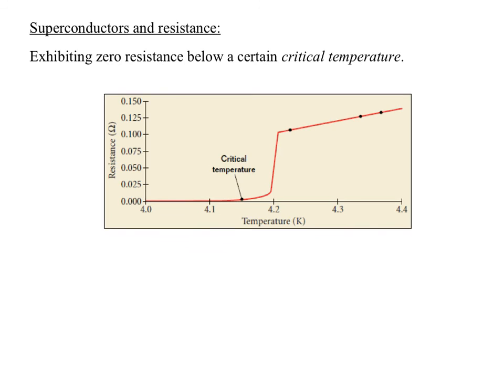Assuming the circuit is still closed though. The circuit has to remain closed. You remove the battery, but the circuit still has to be closed. So it has to be a setup that way. Now, this is only exhibited below certain temperatures. Remember earlier we said as temperature increases, resistance increases. Well, as temperature decreases more and more and more, resistance becomes almost negligible.